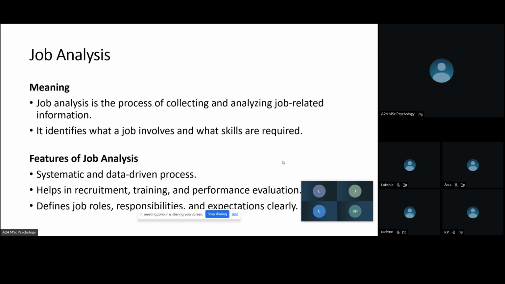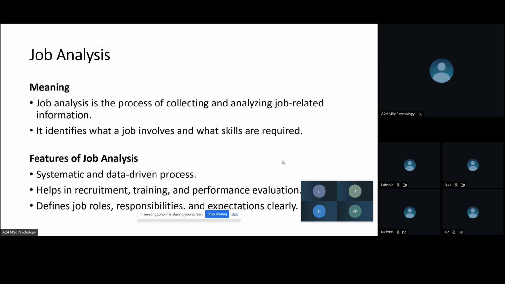Very simple. For example, if we take a sales position, then obviously they need to have some experience in sales, and if they are a new joiner, they have to have interest in sales. They need to know how to pitch in, they need to know how to influence other people. So being an influencer is one skill that is required for a sales job. So these are some examples that we can provide. And what are the features of job analysis? It is a very systematic and data driven process.